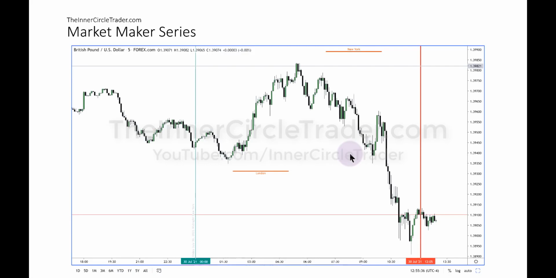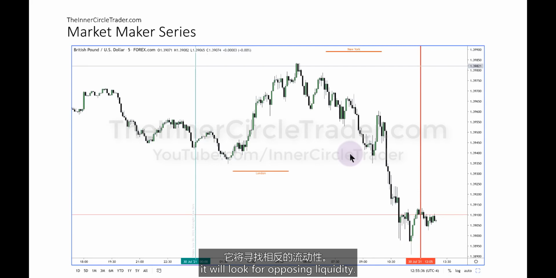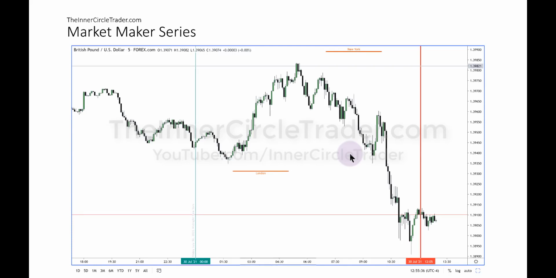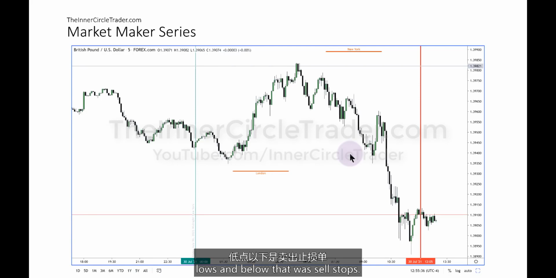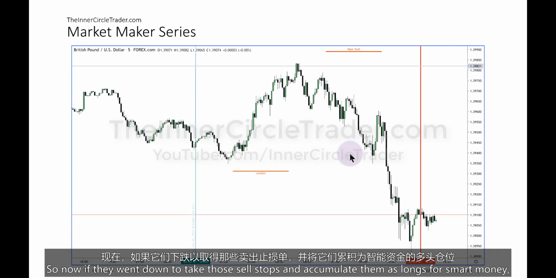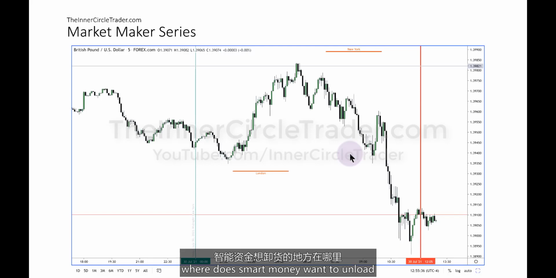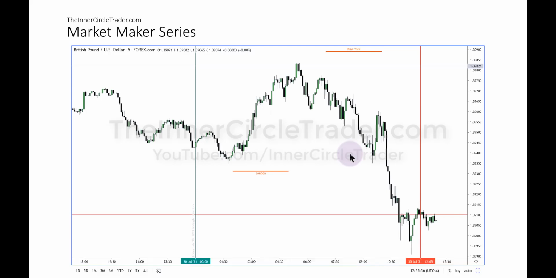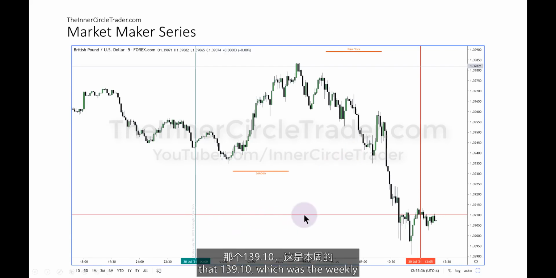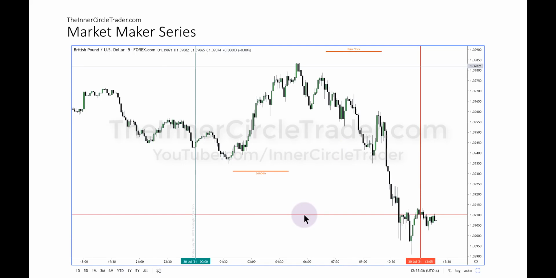So all in all, we've watched how the algorithm will seek liquidity, take that liquidity. Once that liquidity has been taken, it will look for opposing liquidity. We saw how the daily chart on pound dollar traded lower to take out its relative equal lows, and below that was sell stops. So now, if they went down to take those sell stops and accumulate them as longs for smart money, where does smart money want to unload? Above this line here, that 139.10, which was the weekly buy stop liquidity pool. And we traded 80 plus pips above the 139 big figure.